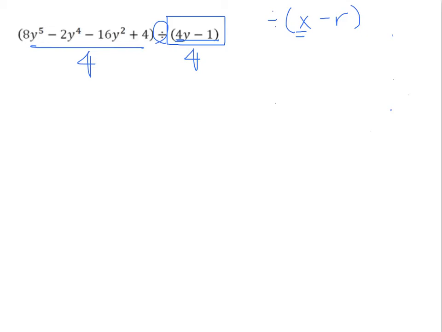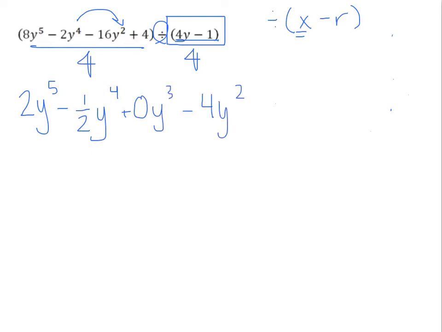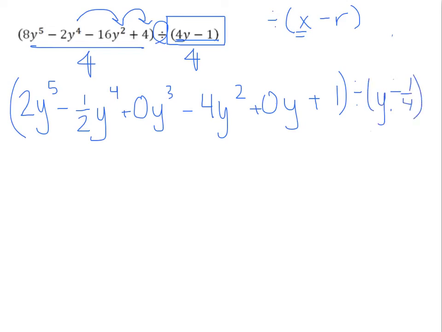So when we do that, we now have 8 divided by 4 is 2, so 2y to the 5th, minus 2 divided by 4 is a half, so 1/2 y to the 4th. Notice that we go from a 4th power to a 2nd power. So we have plus 0y to the 3rd. 16 divided by 4 is 4, so we have 4y squared. Notice we go from a 2nd power to no power, so we have a plus 0y in there. And then plus 4 divided by 4 is 1. Now we are dividing all of that by 4 divided by 4 is 1y minus 1/4.